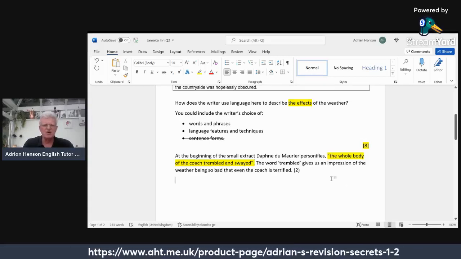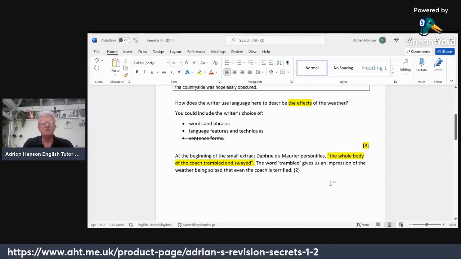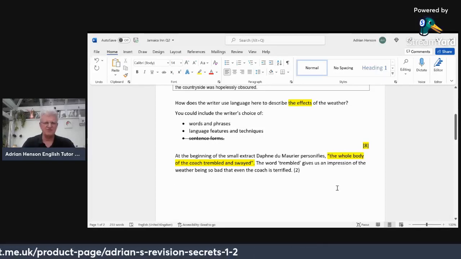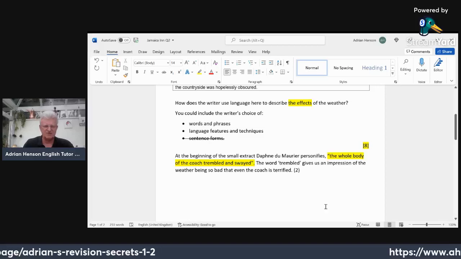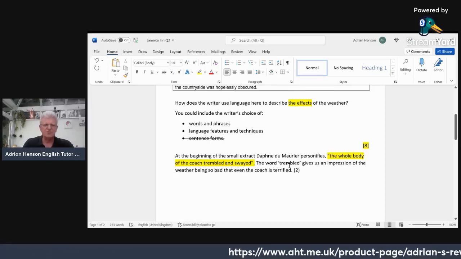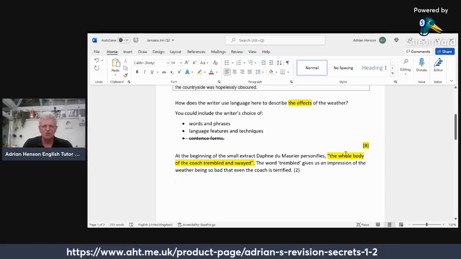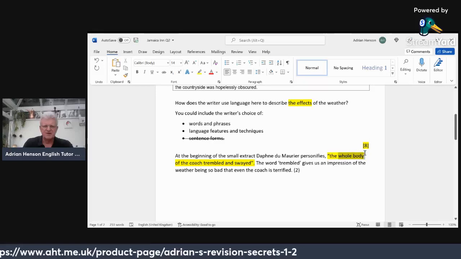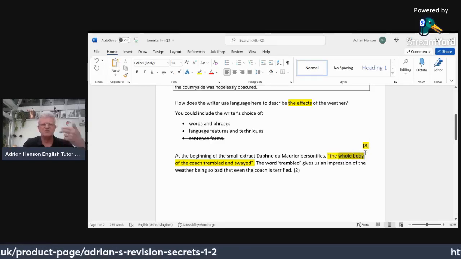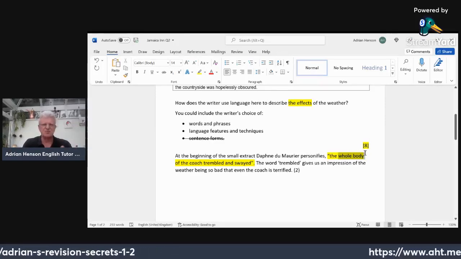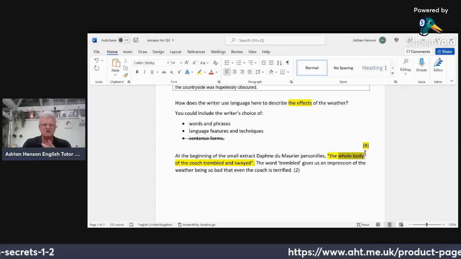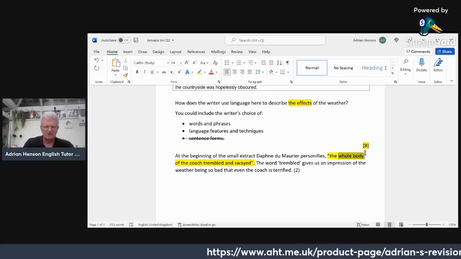So there are key words that we should always look for in the references, because it's the keywords in the references that create the impact. There are several words in this one. The whole body confirms the personification. So it doesn't talk about the whole carriage. It says the body. So that's a human sort of element.